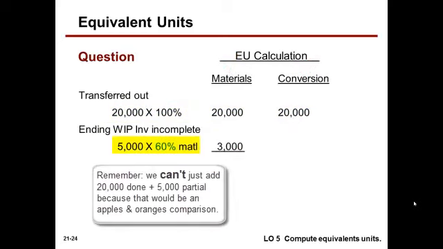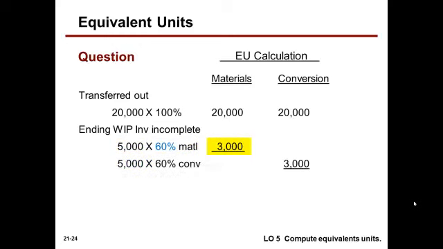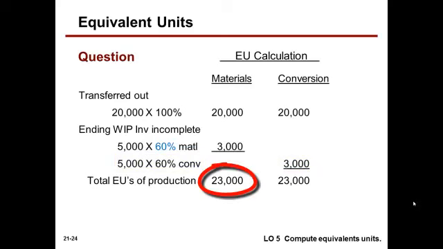We have 5,000 observable units, of which 60% of the materials are there, or 3,000 in the material column. And as concerns conversion, they're also 60% complete, so 3,000 equivalent units in the conversion column. We want to add those two up. Our total EUs of production at month end for materials, 23,000 units, conversion, 23,000 units.